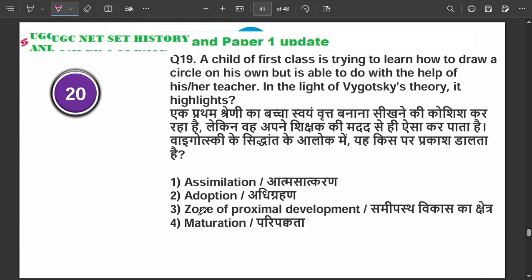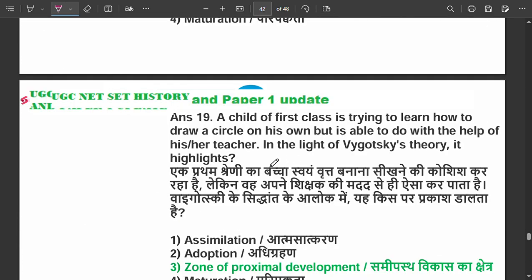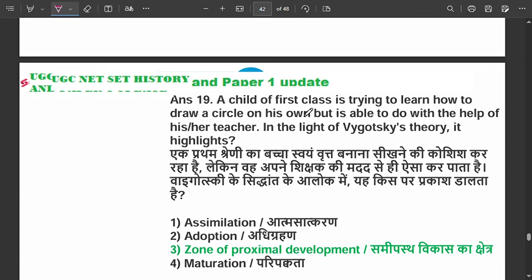Next, question number 19. A child in the first class is trying to learn how to draw a circle on his own but is able to do it with the help of his teacher. In the light of Vygotsky's theory, this highlights option number 3, the zone of proximal development theory. That was the correct answer.